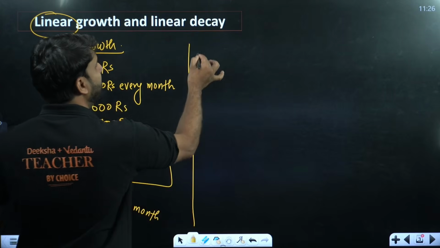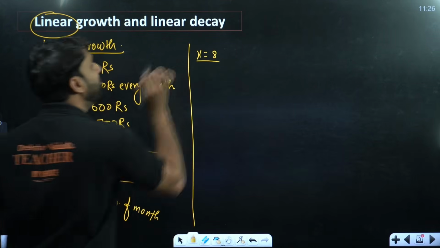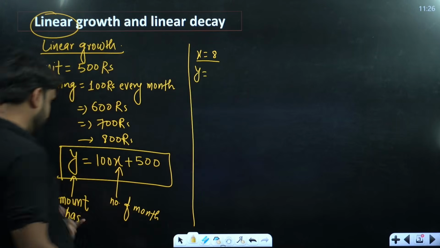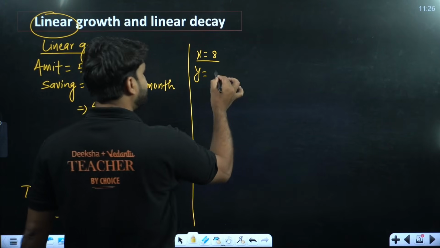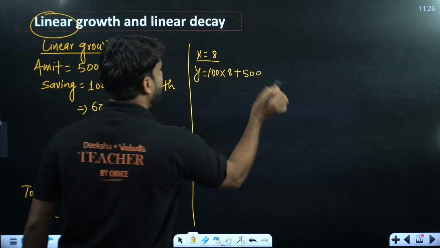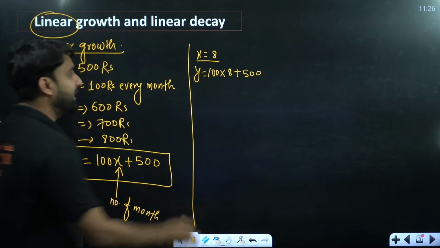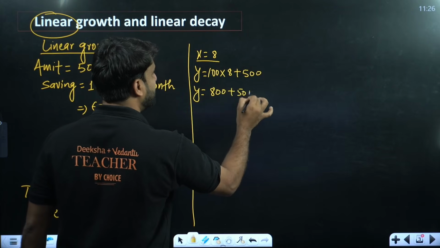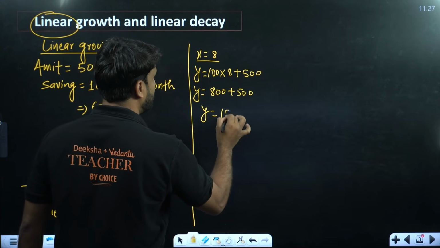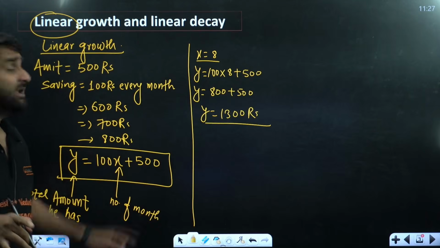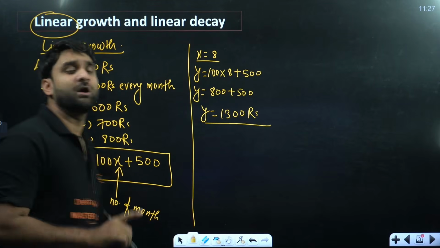So we can put x is equal to 8. How much money will he be having after 8 months? We can put the value here. So y is the total amount he has. 100 into 8 plus 500, he had already 500. So y is equal to 800 plus 500, and this will be equal to what, champions? 1300 rupees. So after 8 months, Amit will be having 1300 rupees.